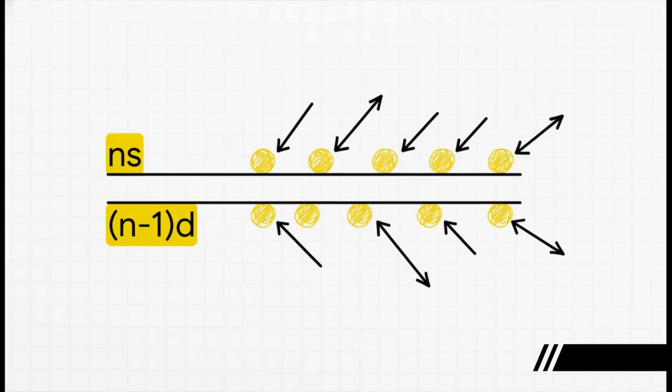So, why? What's the secret? It all comes down to this one little fact right here. The energy gap between their outer ns electrons and their inner (n-1)d electrons is incredibly small. That means they can lose electrons from either shell, or sometimes both. And that's the key to their wild, unpredictable nature.